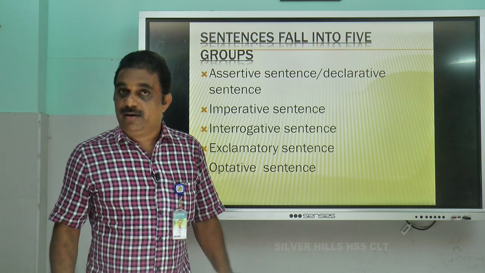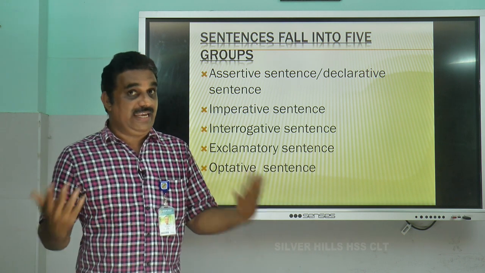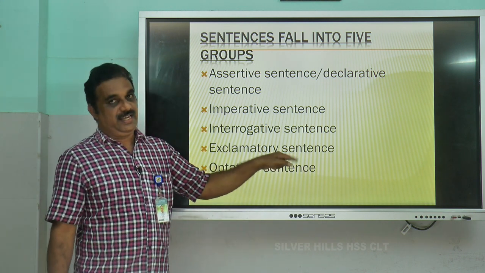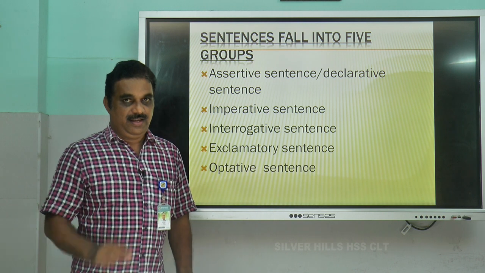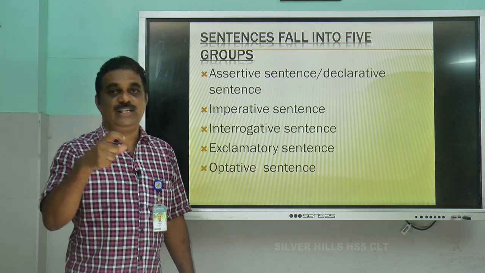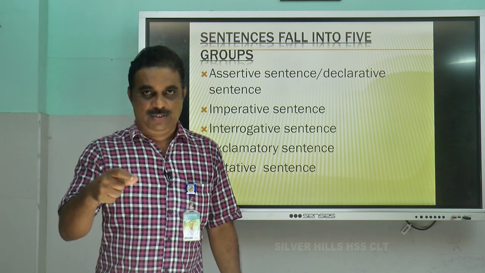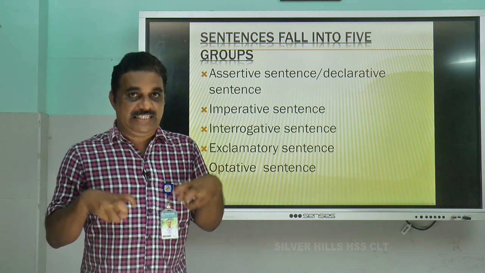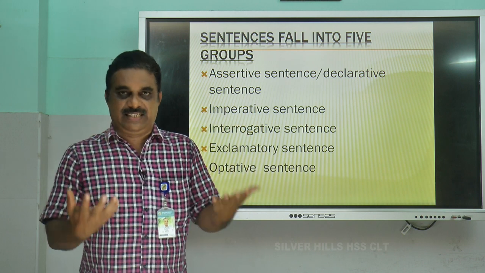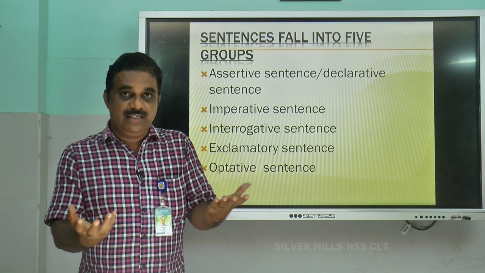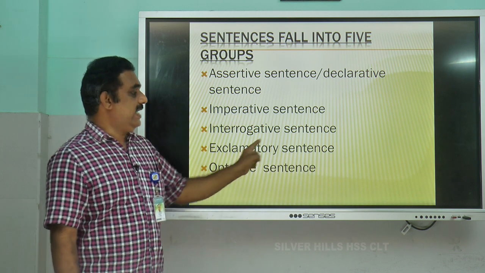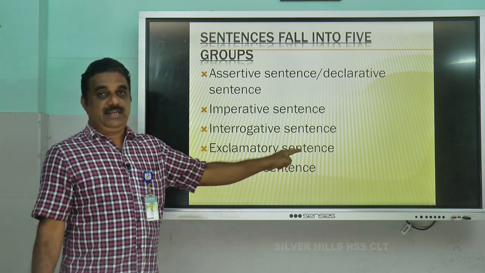And third one, tag question or tail question. Then next one, exclamatory sentence. Exclamatory sentence expresses the deep feelings of our mind. So normally when something touches our mind deeply, we will have some exclamation. We will utter that with a certain excitement. That type of sentences are called exclamatory sentences.